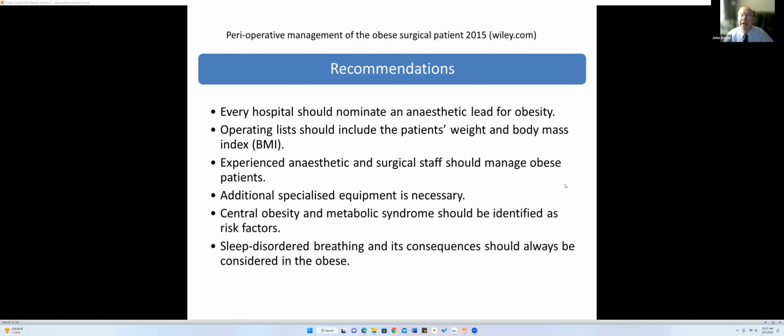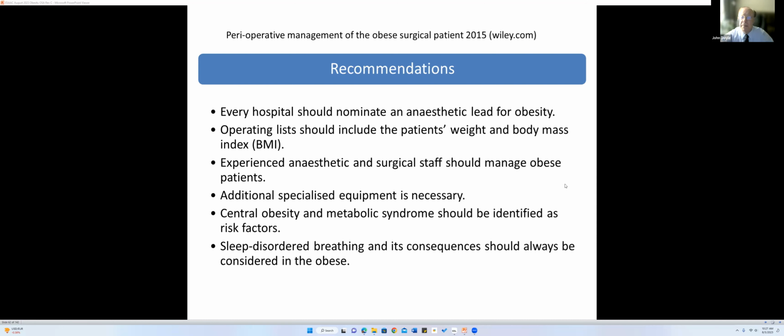Every hospital should nominate an anesthetic lead for obesity. Someone takes a special interest in it and makes sure that it's done according to protocol. Operating lists should include their weight and body mass index. That's commonly done now. Experienced anesthesia and surgical staff should manage obese patients. Additional specialized equipment is necessary, commonly a difficult airway cart.